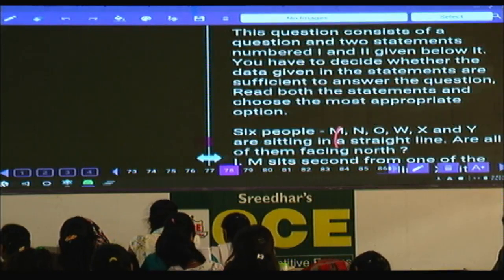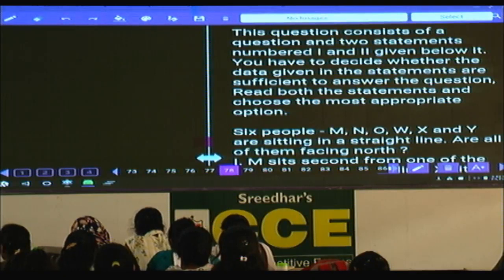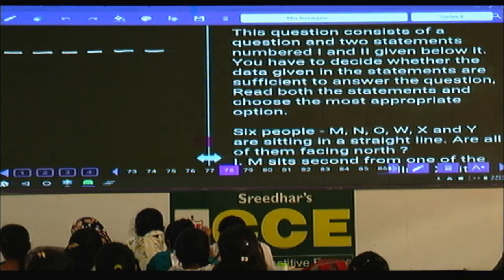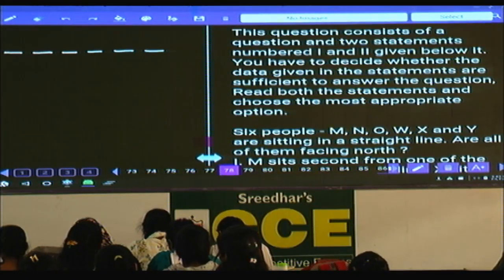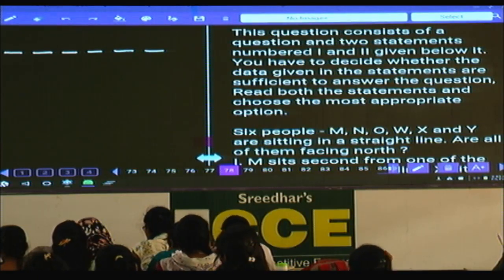Now, 6 people, M, O, W, X, N and Y, are sitting in a straight line and all of them are facing towards north. Positions 1, 2, 3, 4, 5, 6. The question is: are all of them facing north? Your answer should be yes or no.